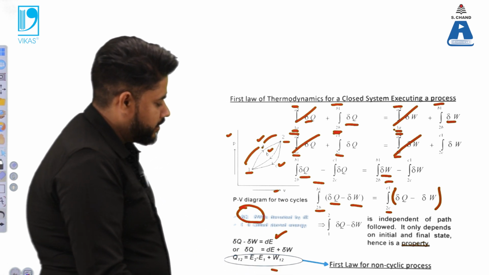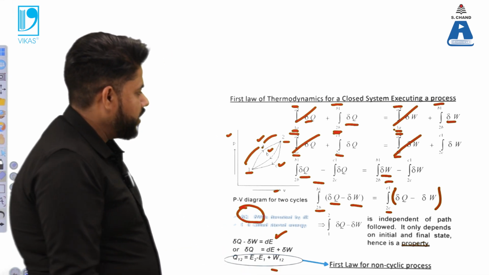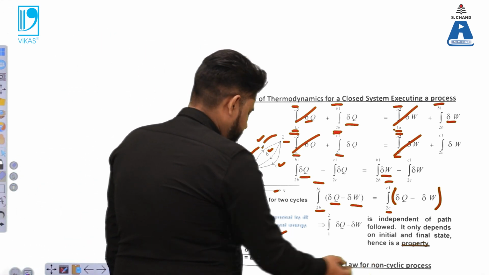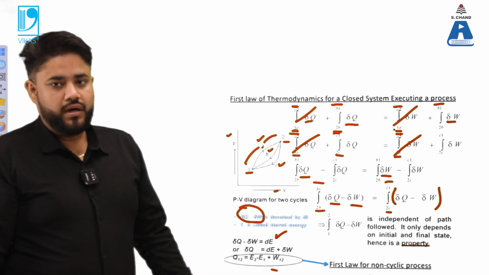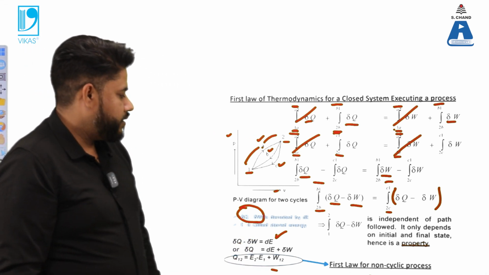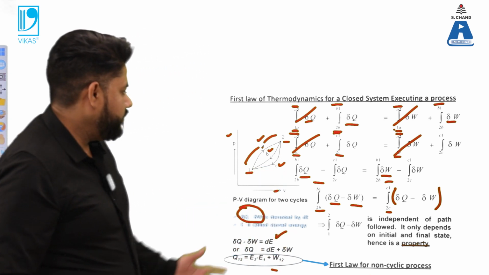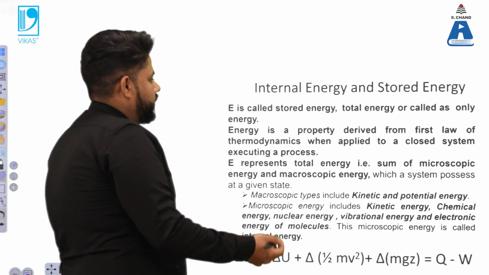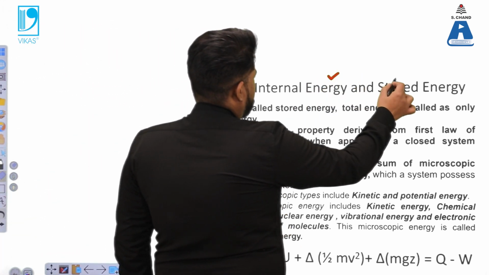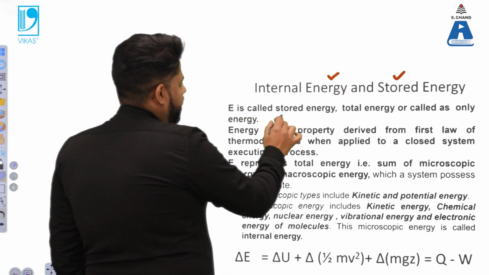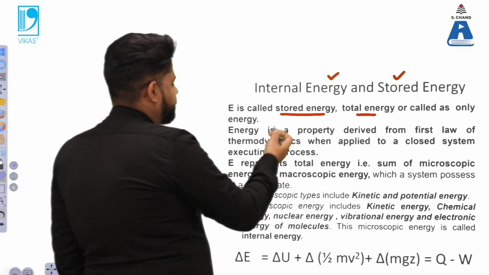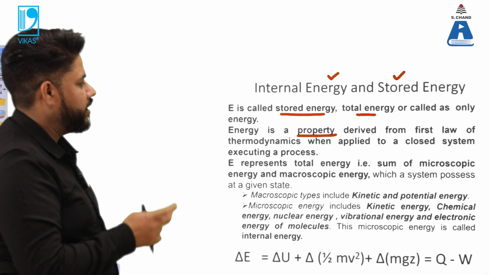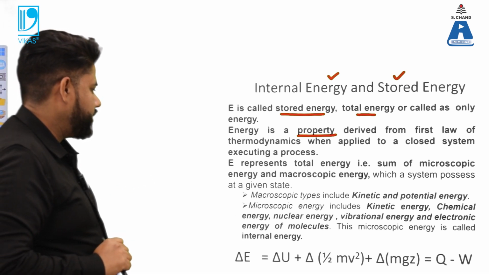This is an expression for the first law of thermodynamics, which is applicable to the closed cycle condition, and if it is for the non-cyclic condition, so 1 to 2 can be written as per the expression. So this is one of the important derivations as far as your examination is concerned. Then you have a particular categorization of internal energy and the stored energy. So E indicates the stored energy or the total energy, and energy is basically the property that is being illustrated from that particular derivation of the closed cycle.